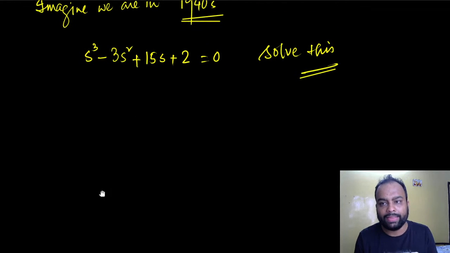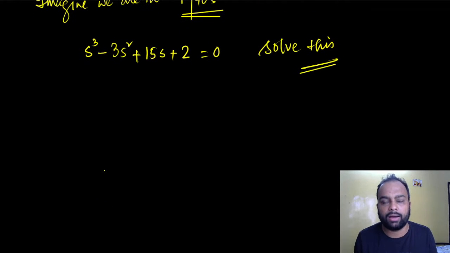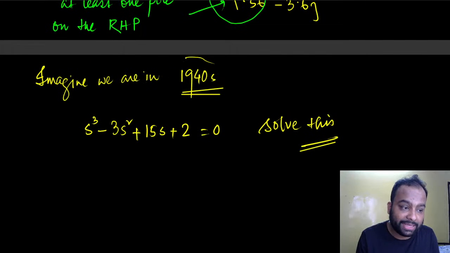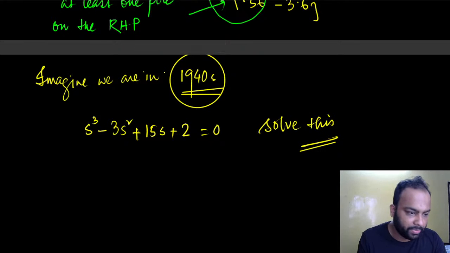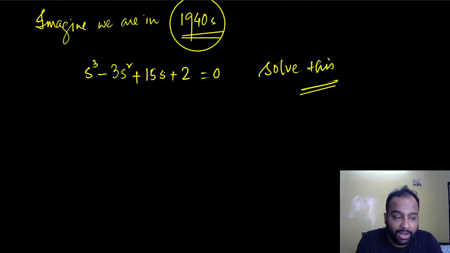I told you earlier that it wasn't uncommon to have a 7th order or 8th order system, something that big. Again, imagine we are living in the 1940s. If we are living in 2020, we can use our computer to solve all of these. Even if I give a 10th order polynomial, it can still figure out the roots. But manually solving a 10th order polynomial would be very difficult, right?